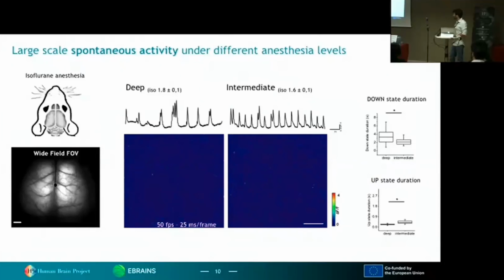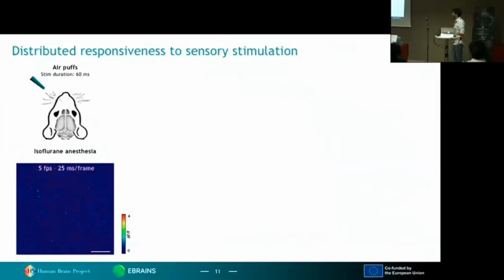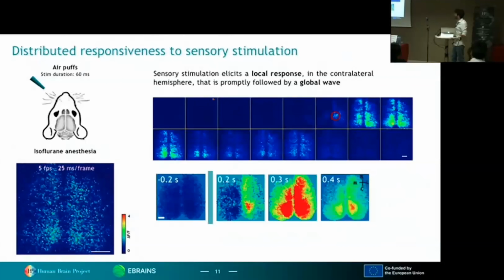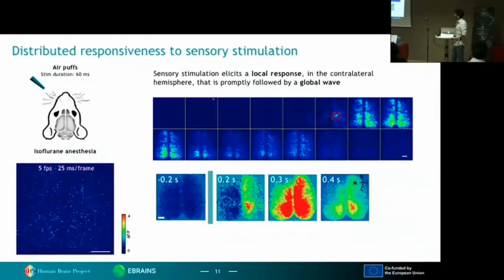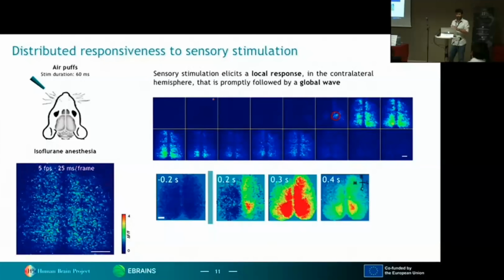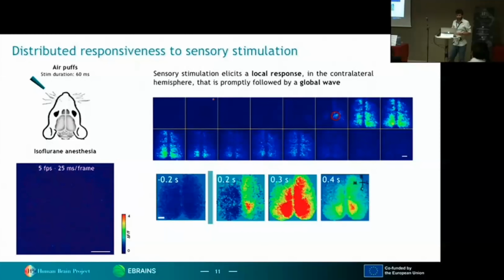So once characterized these two states, here I reported what happened at the cortical level when we stimulate with a 60 millisecond air puff, and it is easier to see this effect with the image sequences. And as you can see, the sensory stimulation elicits a local response in the contralateral hemisphere, let's say the stimulated hemisphere, that is followed by a global wave.